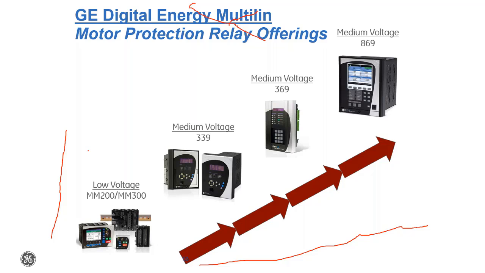The 869 is what the replacement to the 469 would be, and the 869 is a much more modern relay. It's draw-out construction, less like the 469. It's got a really nice screen on it. It can do differential protection. Most of the settings and most of the drawings that I showed in this presentation were from the 869 relay.